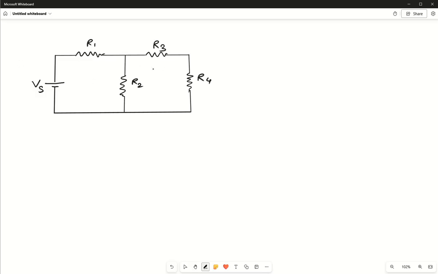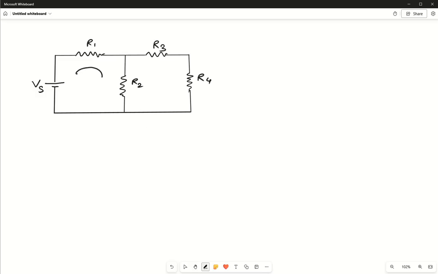So for this two-mesh circuit, let us consider the current. We always consider the current moving in the clockwise direction. In this way, whatever answers we get will be consistent for all if we use the same logic. And next, whenever we get the result for a current, if it comes out negative, that means the direction we considered is opposite.